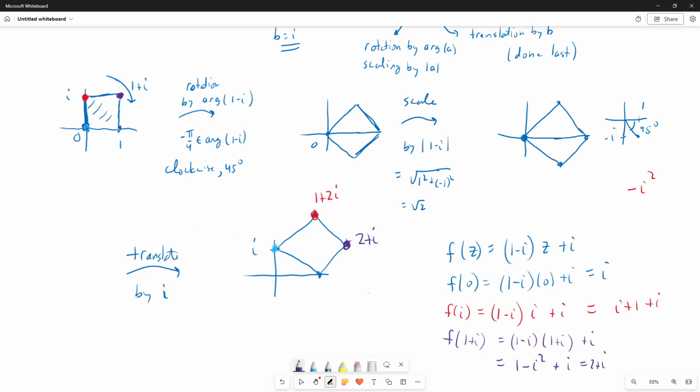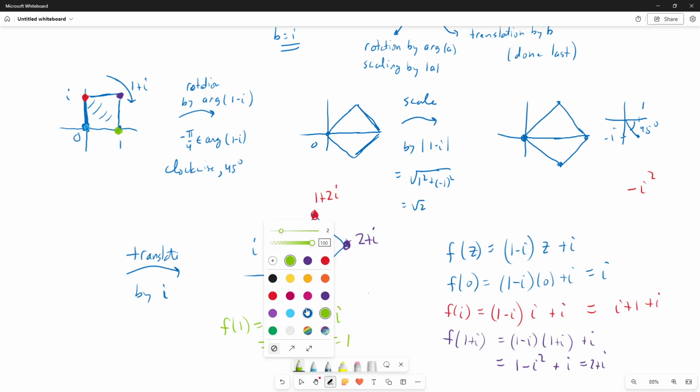And finally, where does 1 go? f of 1 is (1 minus i) times 1, plus i, which is 1 minus i plus i, which is just 1. So this is 1. So these are the coordinates of the resulting square.